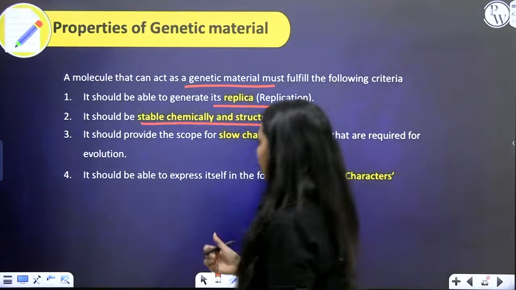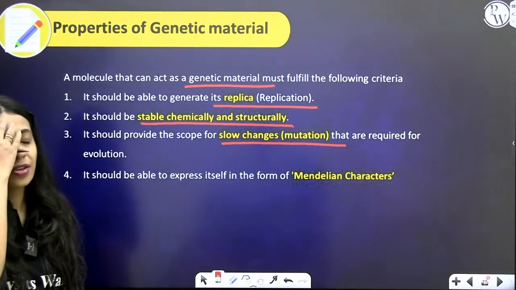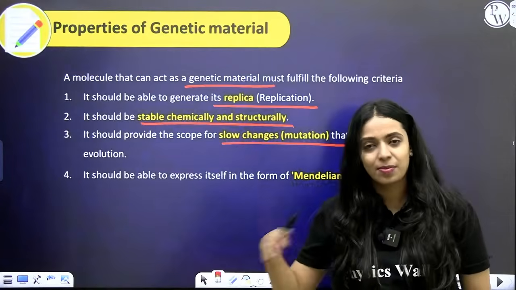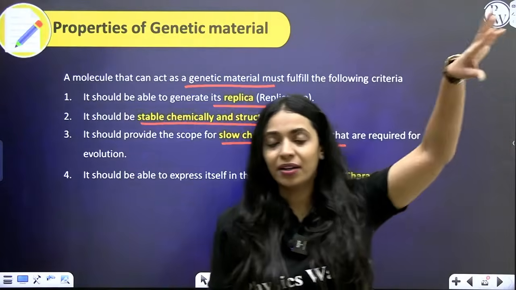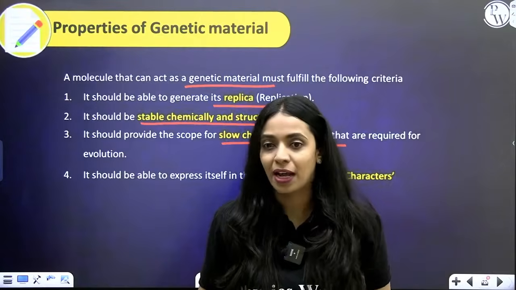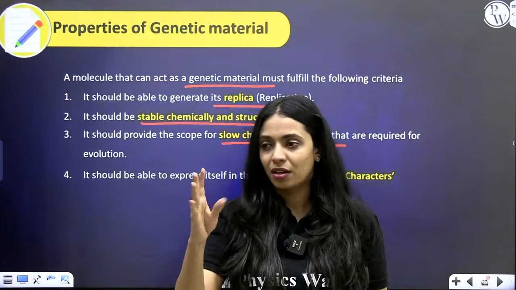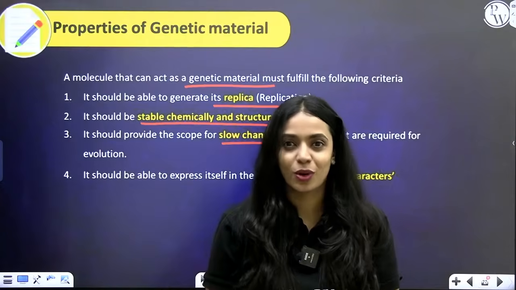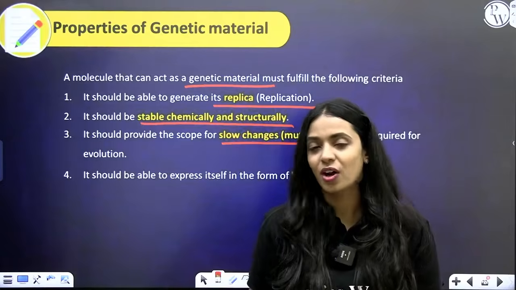Okay. Third, it should provide the scope for slow changes that are required for evolution. So you know how we evolved from apes, right? Every organism, even right now, is undergoing evolution. So how does this evolution happen? How did an ape that was living on the trees become a human that is walking on its feet? How did we get this erect posture? How did we get these... what do you call this, like we are able to hold this? Okay, in evolution, in zoology, you will learn. So all of these features, some of our ancestors did not have, and we have it.